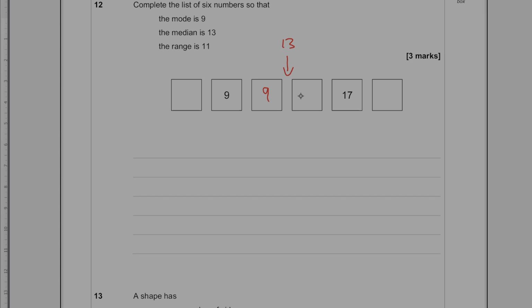Interesting. So 4 above the median would be 17, which doesn't quite work. Well, no, that does quite work, but now I haven't got a mode of 9. I've got a mode of 9 and 17. So I would need an extra 9. And the range is 11, so 9 plus 11 is going to take me to 20. So that's my only combination that would work.